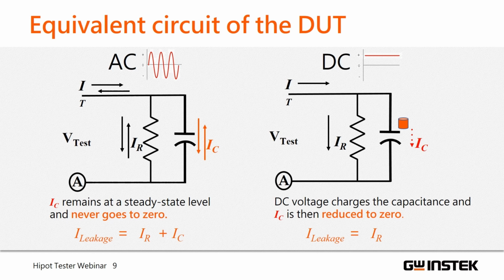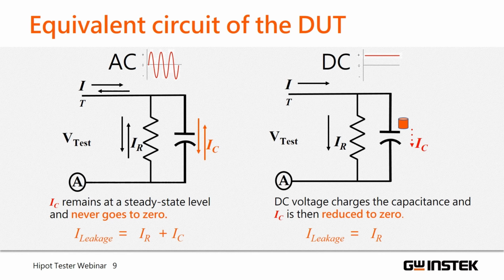Now let's see the right figure. It shows the DC voltage mode. If we apply DC voltage, since the polarity is fixed, the capacitor will get fully charged, then block the current flow during the test. It means the leakage current is equal to the resistive current IR only. It also means the DC voltage is more accurate than the AC voltage, because we only want to monitor the change of resistive current IR. This is an important advantage of DC voltage.